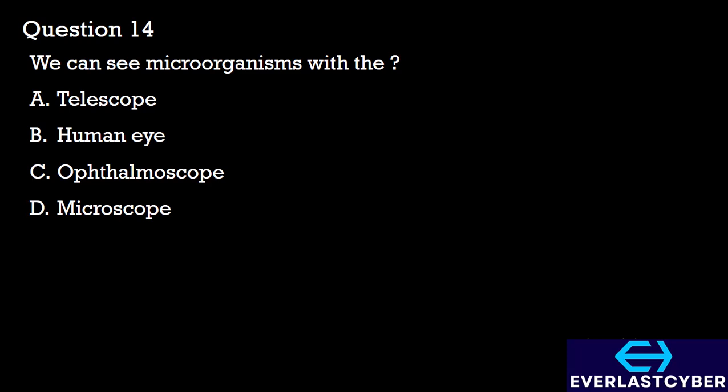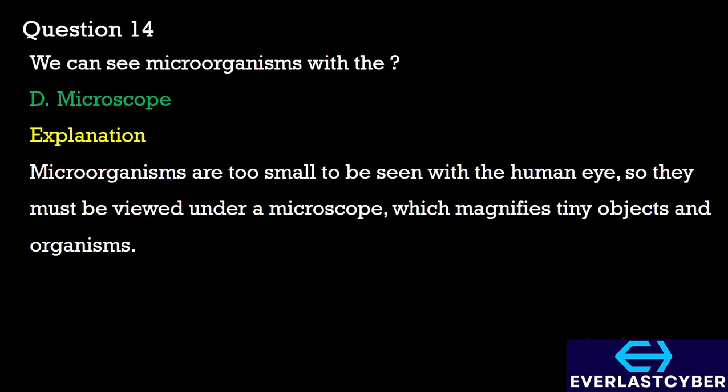Microorganisms are too small to be seen with the human eye, so they must be viewed under a microscope, option D, in order to see them, because the microscope magnifies tiny objects and organisms.